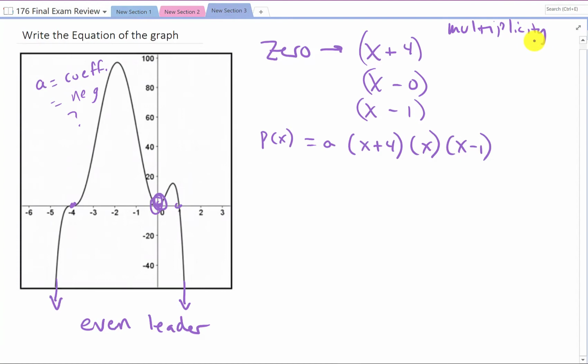At the -4, what kind of behavior are we seeing here? Well, this is the chair. It looks like it's going to bounce, but it doesn't bounce. It touches and crosses through. That's the chair kind of behavior. This has to be multiplicity odd.